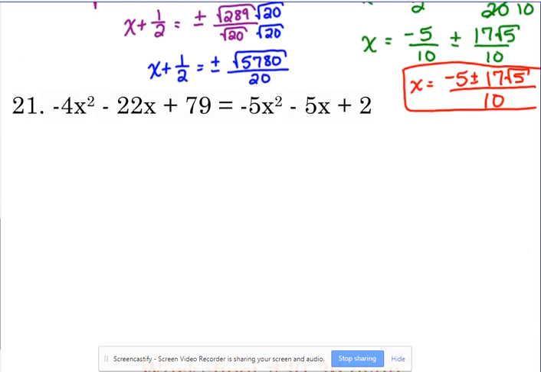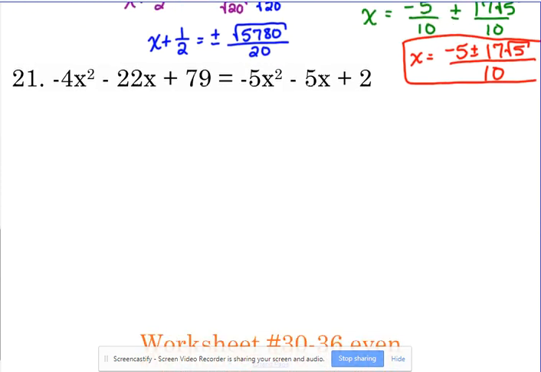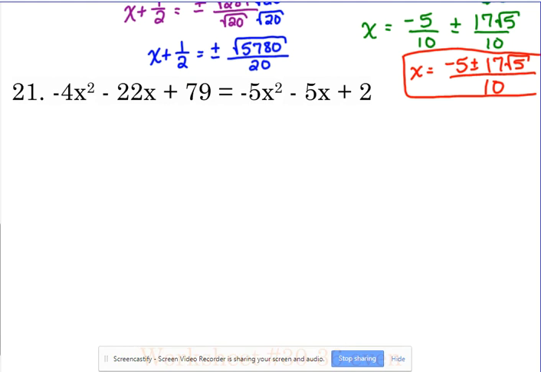Okay, let's do one more just for kicks and giggles. Let's do 21. Negative 4x squared minus 22x plus 79 equals negative 5x squared minus 5x plus 2. So, ooh, this is nice. If we add 5x squared to both sides.